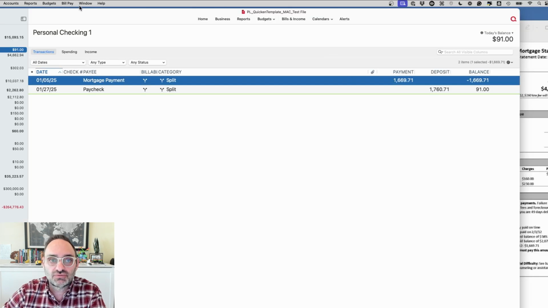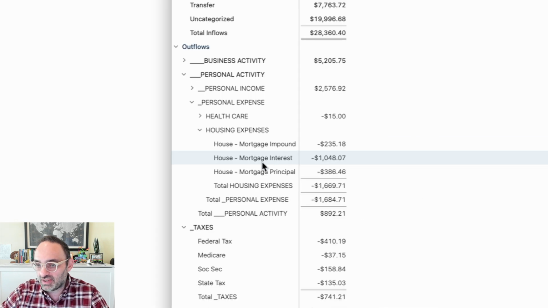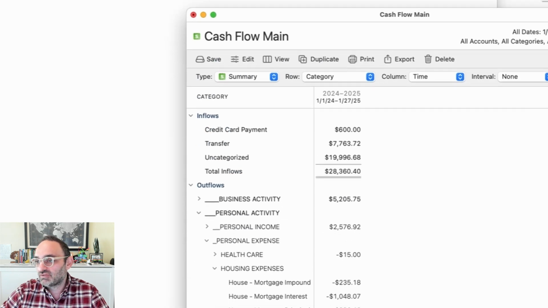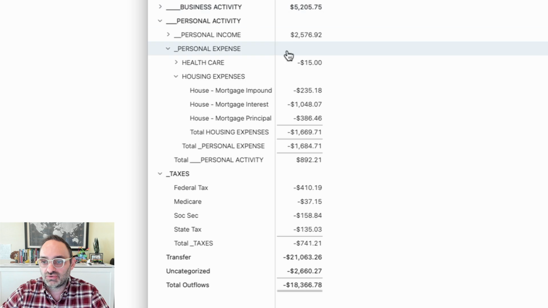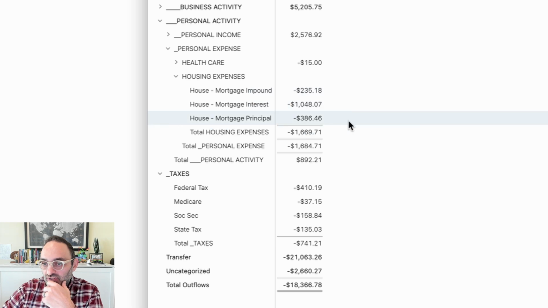Now, if I go over to my report and I go down to my housing expenses here, you're going to see now that I have a broken up expense. Some money went to mortgage interest, some money went to mortgage principal, some money went to mortgage impound, and the total housing expense for now, which just includes these things, is 1669.71, which is the total here. Now, of course, if I had more other housing expenses in there, that total would be different. But in terms of the mortgage in this illustration, it's helpful.